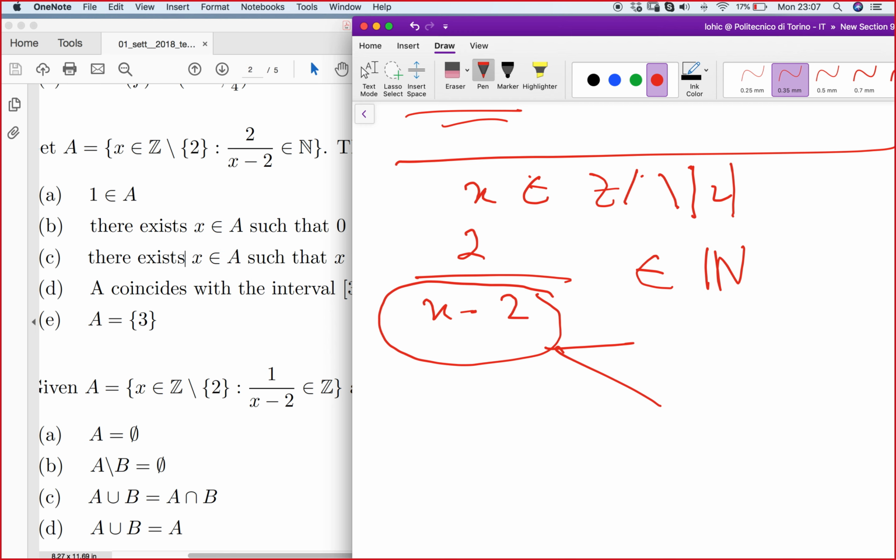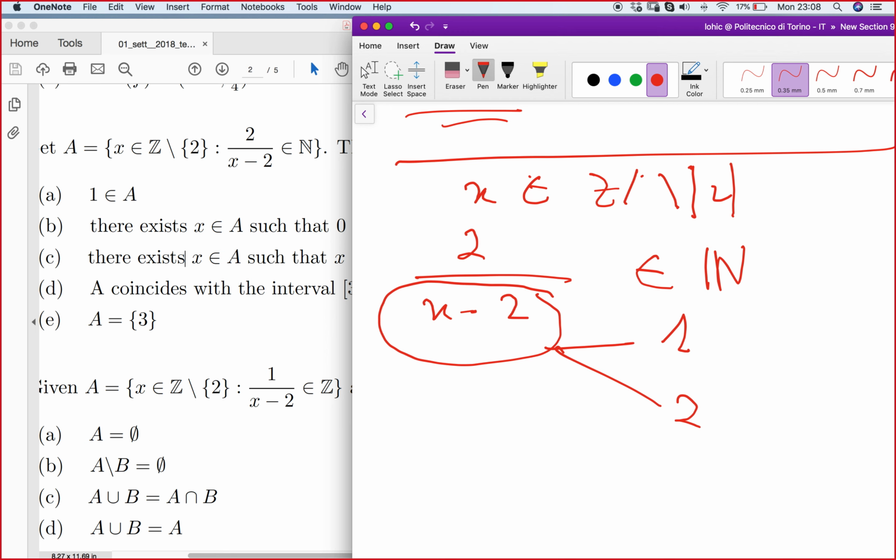Yes, x minus 2 can be 2. In that case, I will get 2 over 2, which is 1. Or x minus 2 can be what? 1. Okay, but x minus 2 can just be 1 or 2, because if you take any other value, there is no other value that divides 2 such that you get a natural number. If you want to divide 2 by something and get an integer, that something should be 1 or 2.